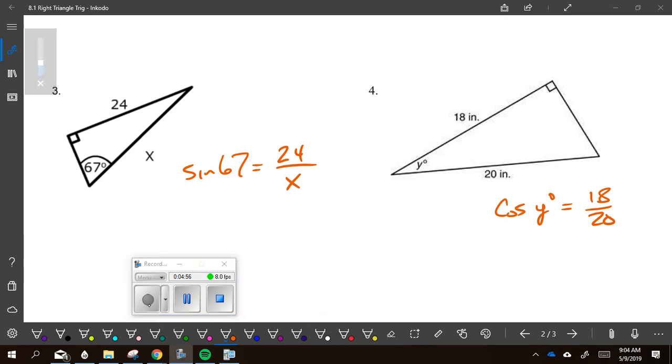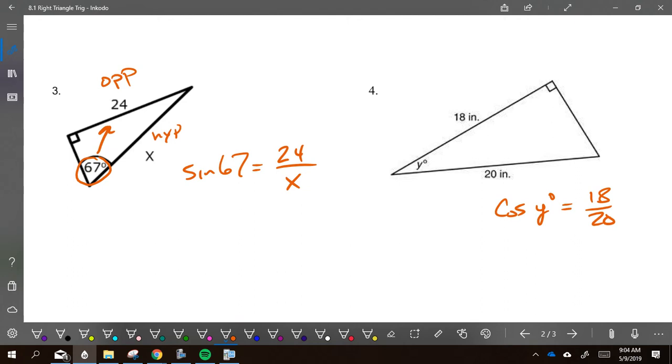Sine of 67. That's this angle right here. I did sine because that's the opposite and that's the hypotenuse. A little bit funky here, but not awful, hopefully. If I wanted to solve that, I don't know. Who have I not called on? Cole, what would you do here to solve this?